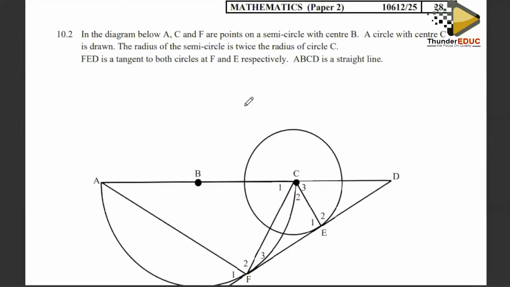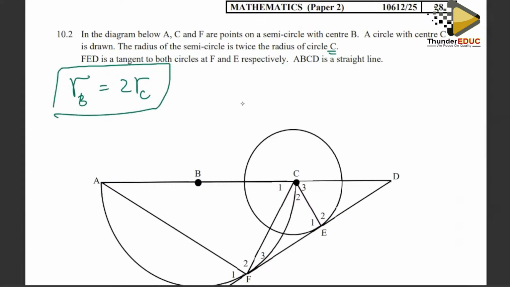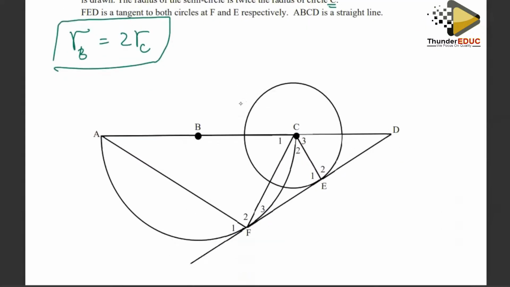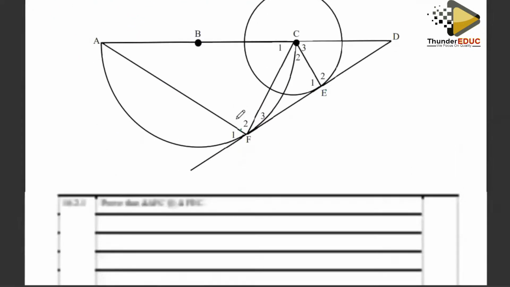All right, 10.2. In the diagram below, A, C, F are points on a semicircle with center B. A circle with center C is drawn. The radius of the semicircle is twice the radius of circle C, meaning that the radius of center B is the same as twice the radius of C. Let's leave it at this point, we're going to need it probably somewhere. Then FEG is a tangent to both circles respectively, and that is a straight line.